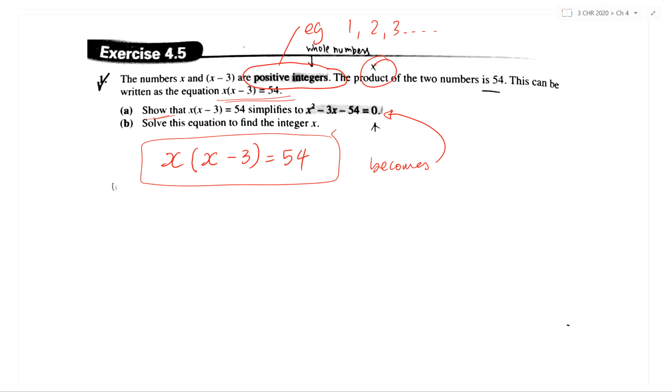How are we going to make it the same? There is no x squared over here. There is an x squared over here. There is a minus 3x here. There is no minus 3x here. They have an equal 0. You don't have equal 0. What shall we do first?